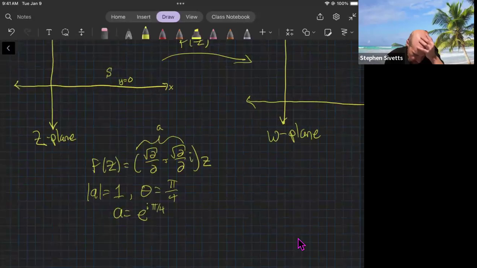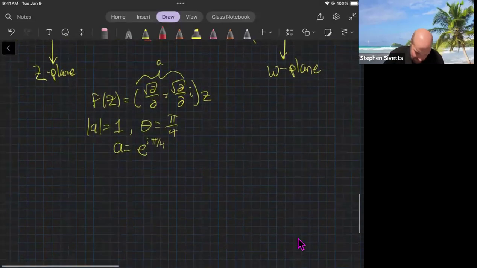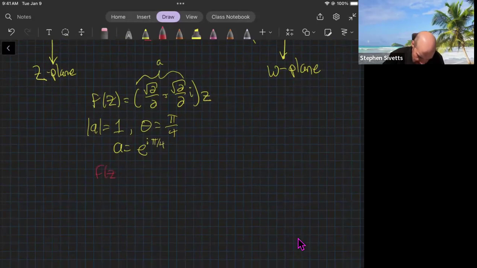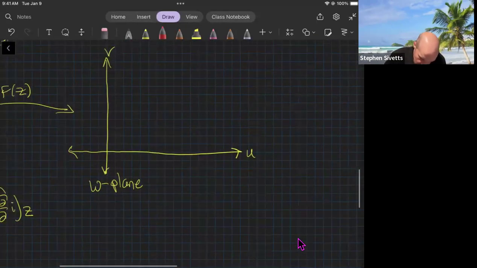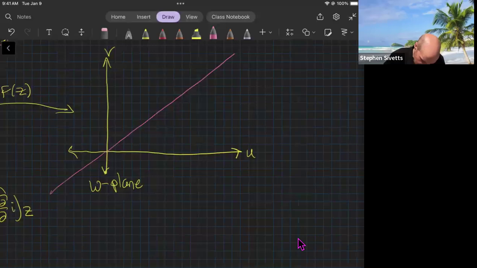Now, on the real axis, this is where the y value is 0. So essentially, z is equal to x, right? So there is no imaginary component. So we can rewrite this set as x times e to the i times pi over 4. Okay, so our radius is growing without bound, and we're fixing our angle at pi over 4. So therefore, we'll produce the line y equals x, or I should say u equals v on the w plane.